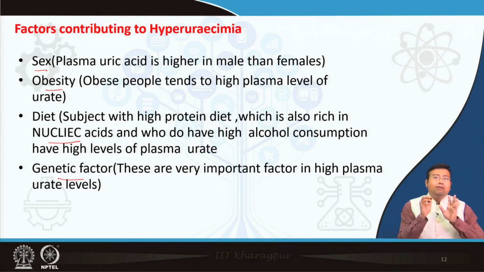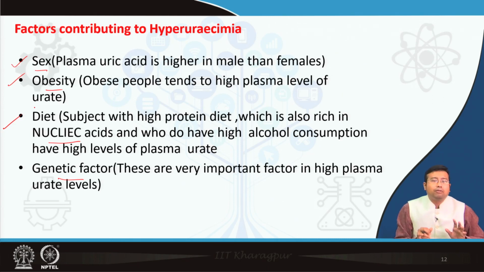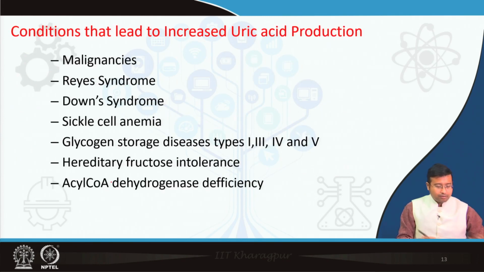Genetic factor, very important. Even if all these factors are controlled, it has been found that two different persons will have different levels of uric acid depending on something which is unexplained. So it is generally thought to be a polygenic mechanism by which uric acid, or especially primary gout, is exhibited as a clinical disorder.